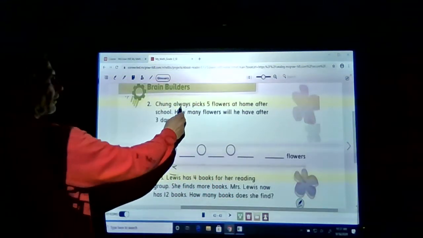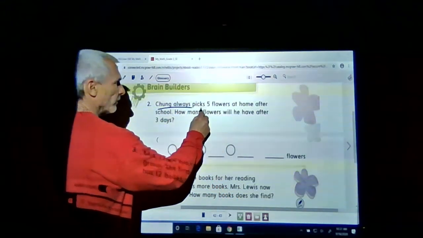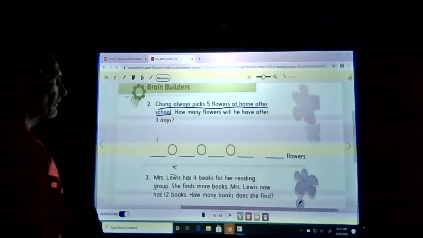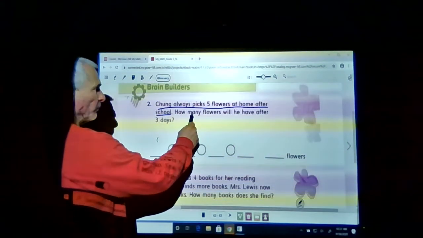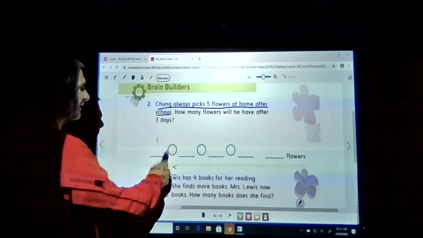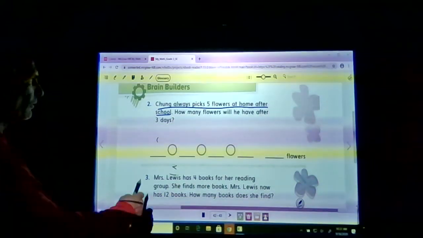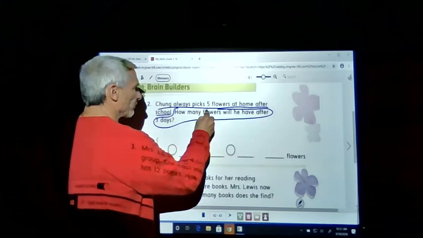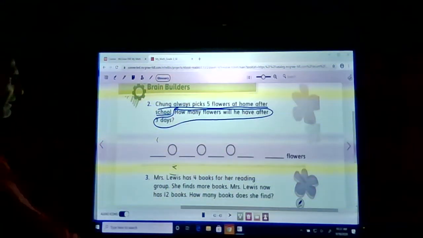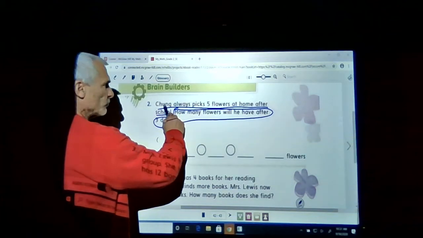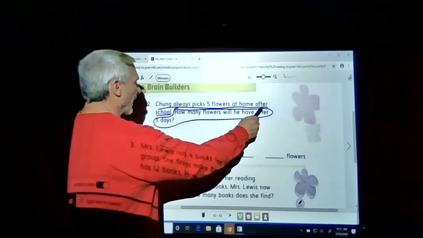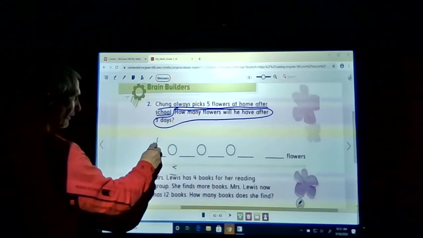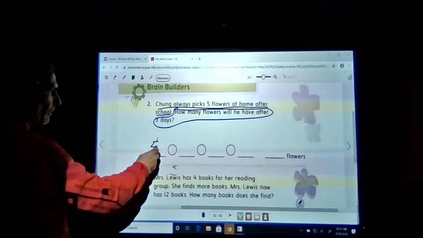What do we know? Chung always picks 5 flowers at home after school. Always picks 5 flowers. That's what we know. How many flowers will he have after 3 days? Do we know that? No, that's what we need to find out. So we're going to circle how many flowers after 3 days. Well, if he picks 5, let's read that again. Chung always picks 5 flowers at home after school. Right after school, Chung picks 5, and he does that 3 days in a row.